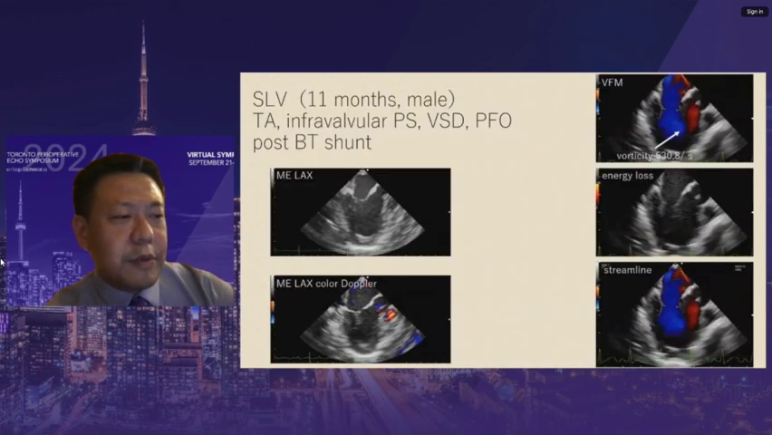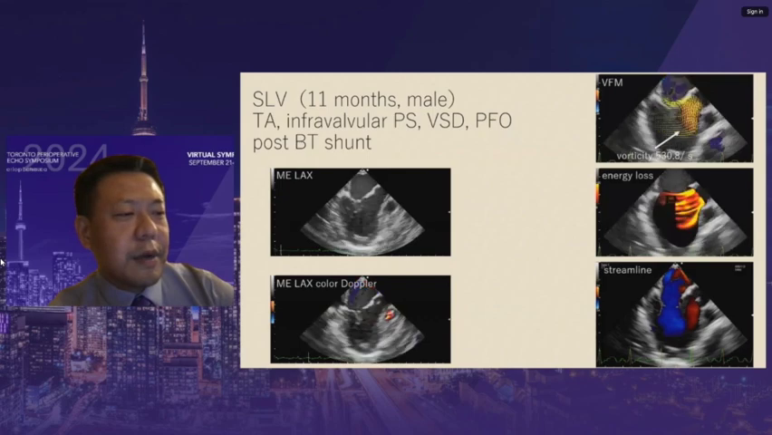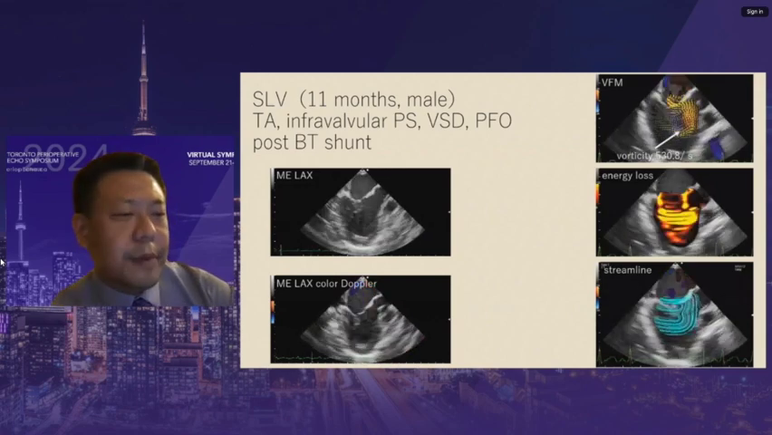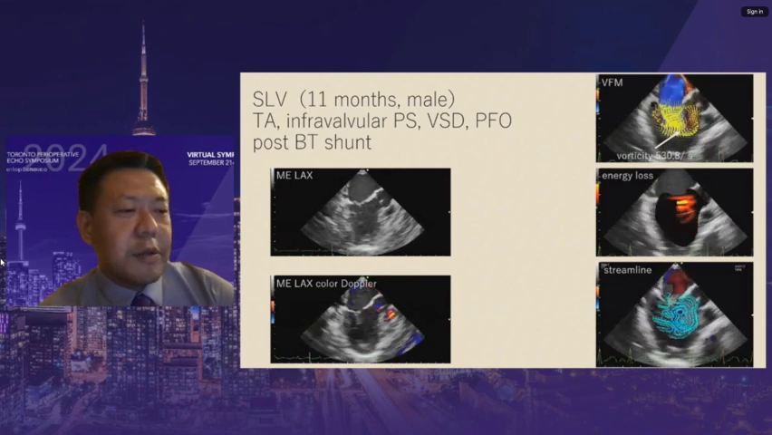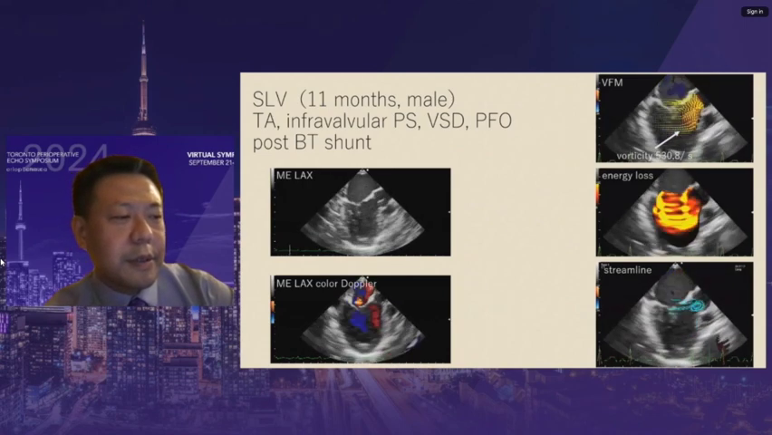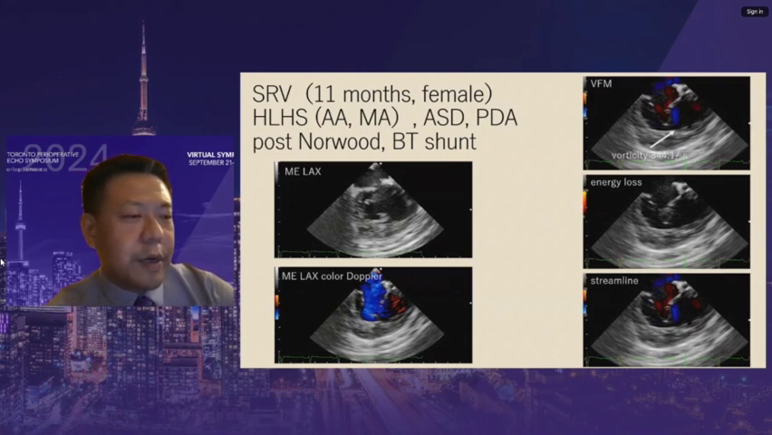When examining vortices in a single ventricle, it is found that the vortex pattern in a single left ventricle is the same as in a healthy individual. In this case, the vorticity, which indicates the rotational speed of the vortex, was 530.8. Next slide. In the case of single right ventricle, the vortex pattern is the same, but the vorticity in this case was lower at 344.1. Next slide.